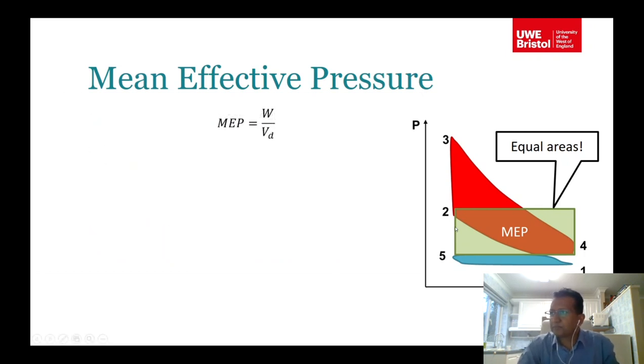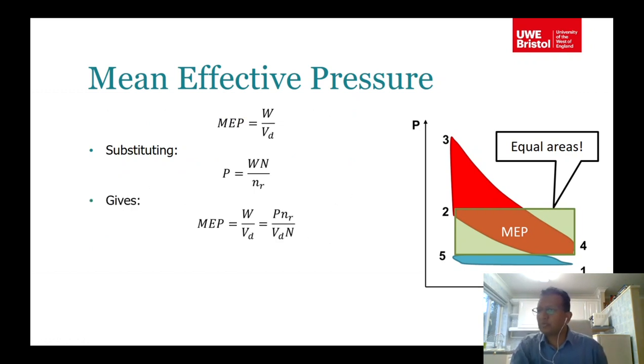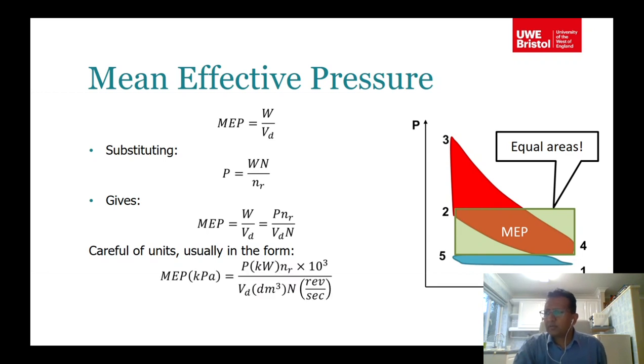Okay. So P would be W n over nr. So that mean effective pressure is given by W over VD, or P nr over VD. Okay. So power is in kilowatts normally, and VD is given in decimeters, liters. So MEP can be given in kilopascals like this. Okay.